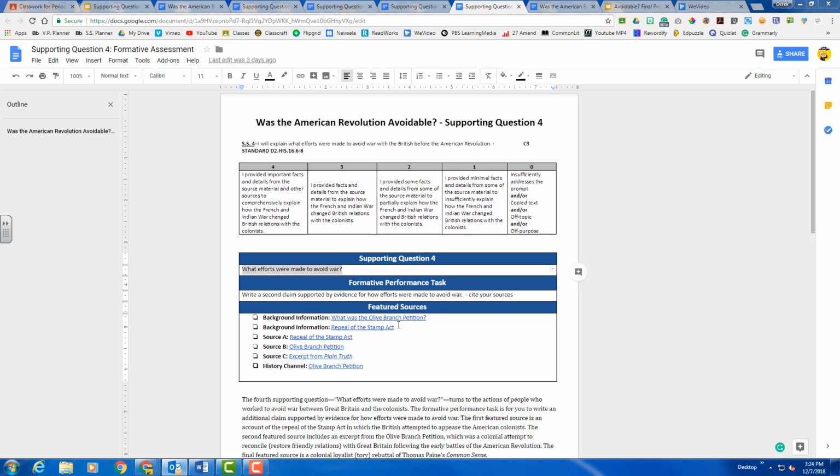And the 2 big things that you're going to be talking about in here will be the repeal of the Stamp Act. That was early in the process, right after the Stamp Act was passed and it was being talked about putting in place and even put in place.